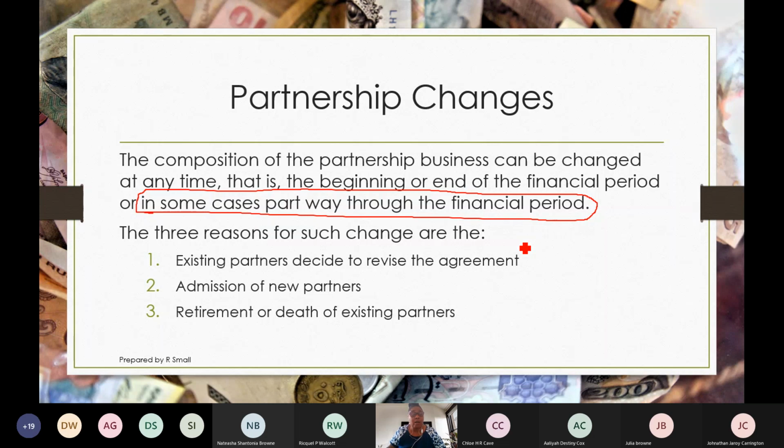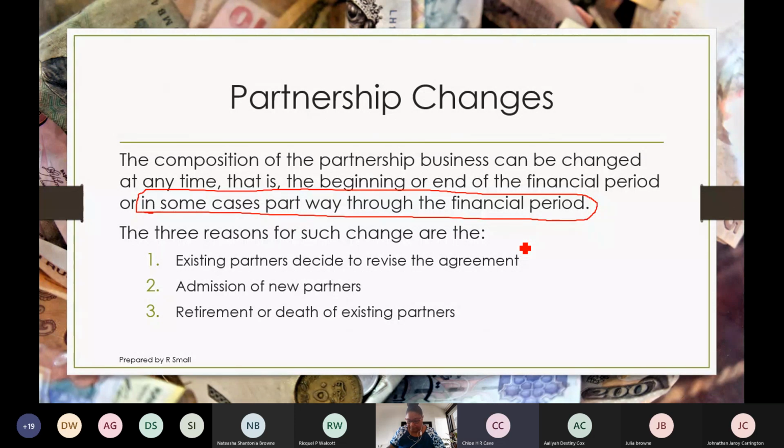So one partner could have either retired or died. So if the partner retires or dies, then the partnership changes, and there must be a reflection in the income statement of that change with respect to what happened with the partner. So now let's look at the effect of the changes.